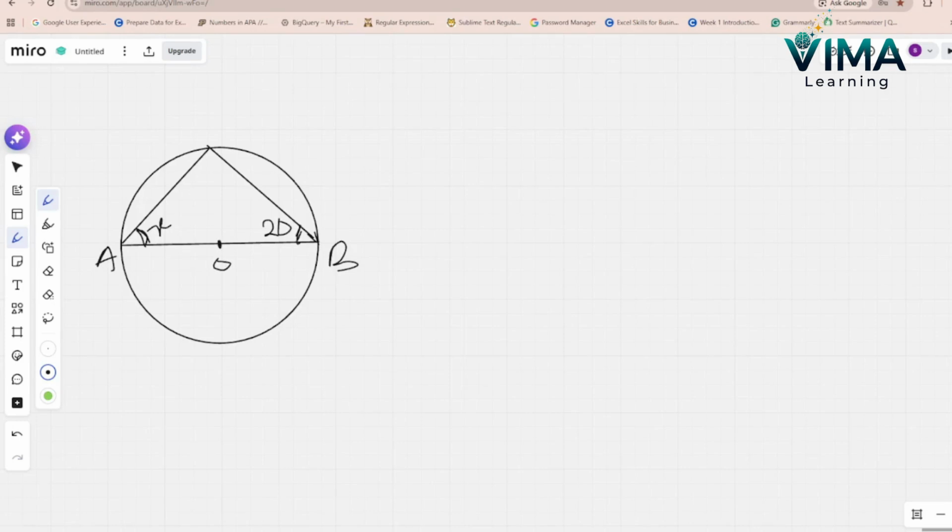Now, a line goes from A, stops at the circumference. Let's call this C. Stops at C, which is a point on the circumference. A line comes from B, which is the other end of the diameter, stops at D also, and that forms an angle, and that angle is on the circumference. So it means that AB, which is the diameter, is subtending an angle on the circumference.